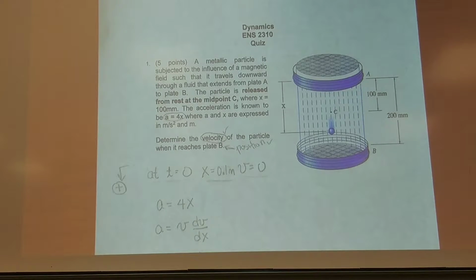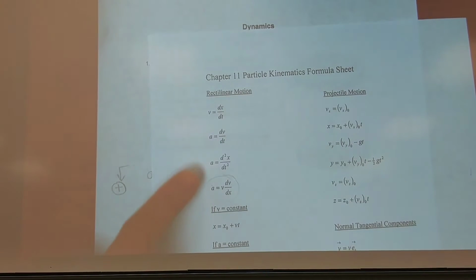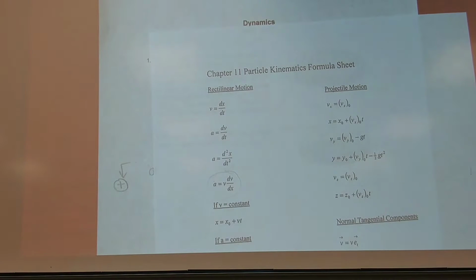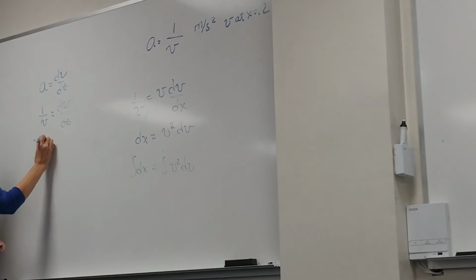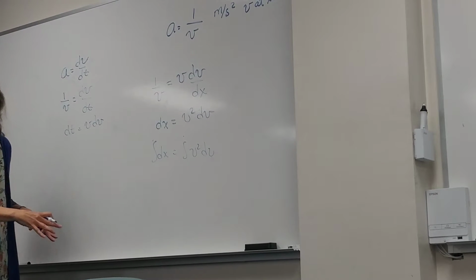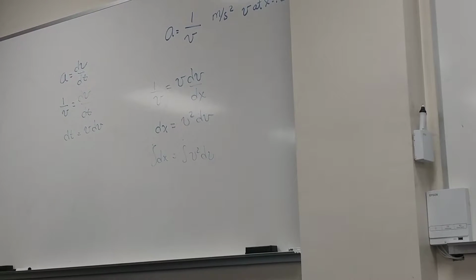if I had wanted it as a function of time, then I would have had to have substituted it into this equation. If I had wanted to know the velocity at 0.2 seconds, then I would have said A is equal to dv dt, and that would have been 1 over V is equal to dv dt. And then I would have switched this so that you have dt is equal to V dv, and then gone on. So you just have to, it is changing.